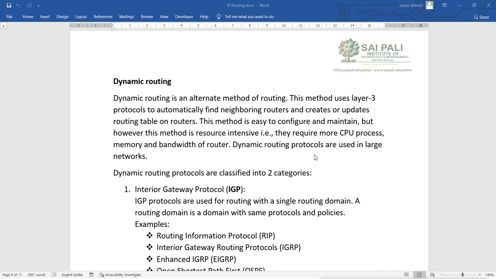Dynamic routing is an alternate method of routing, and this method uses layer 3 protocols to automatically find neighboring routers and creates or updates the routing table on routers. This method is easy to configure and maintain. However, it is resource intensive. That is, it requires more CPU processing, memory and bandwidth of the router. Dynamic routing protocols are used in large networks.